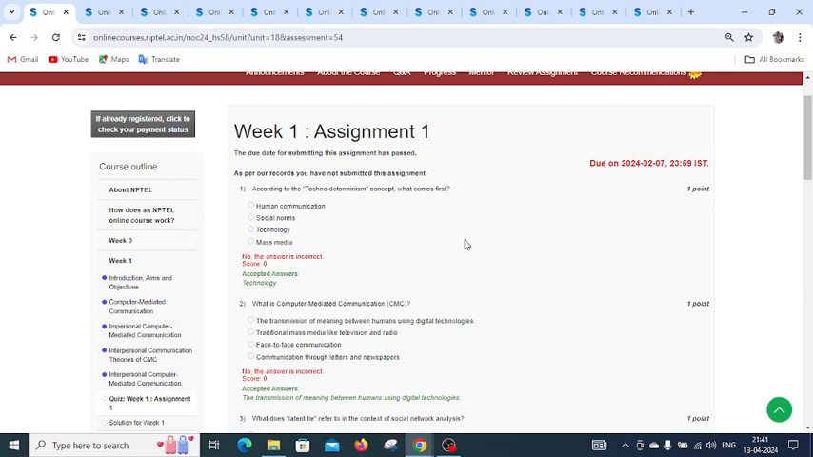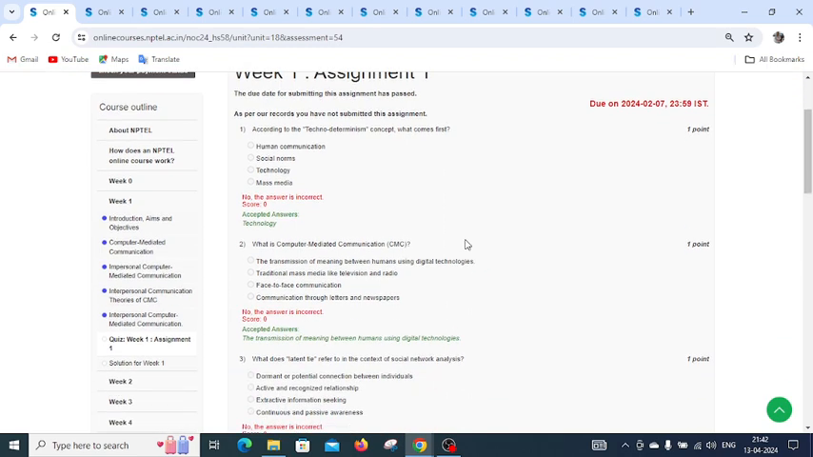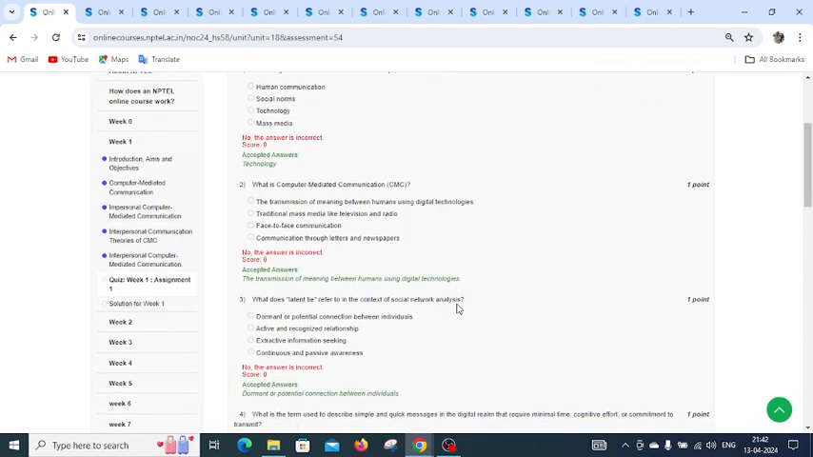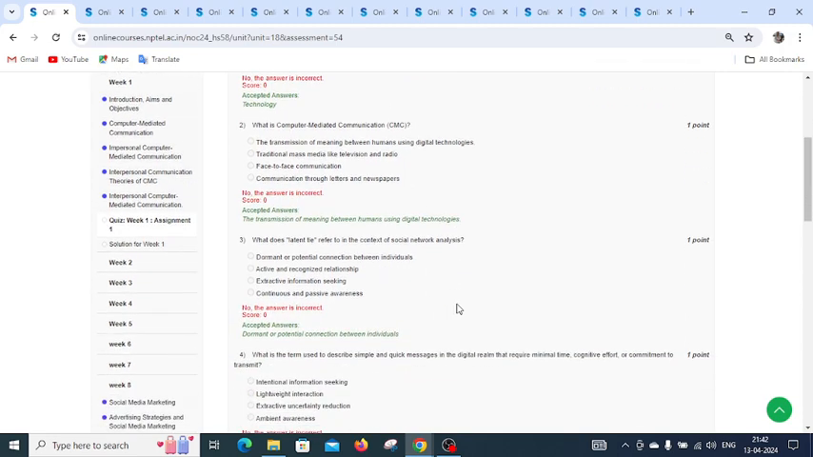Now moving to question number 2, what is computer mediated communication? And the right answer for question number 2 is transmission of meaning between humans using digital technology. Moving to question number 3, what does latent tie refer to in the context of social network analysis? And the right answer for question number 3 is dormant or potential connection between individuals.